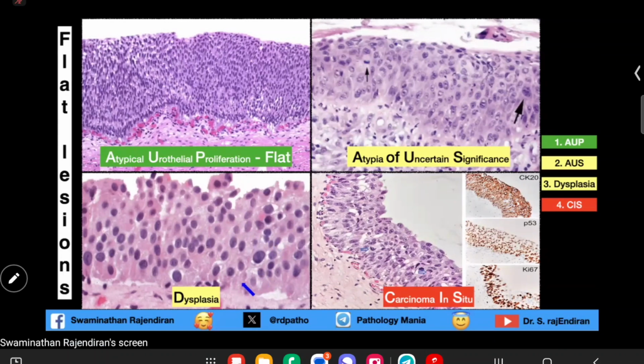In dysplasia, you can see the atypia is not involved in the full thickness. See the cells in the top, they are looking normal. Whereas in carcinoma in situ, even the top of the cells will be involved. This is similar to SIN. SIN 1 and SIN 2 will be dysplasia, whereas SIN 3 is carcinoma in situ.